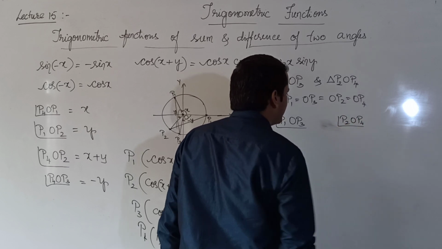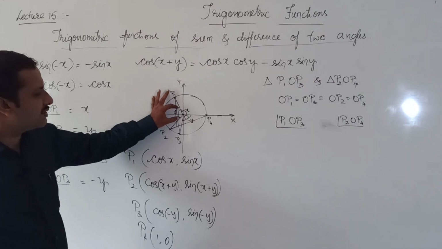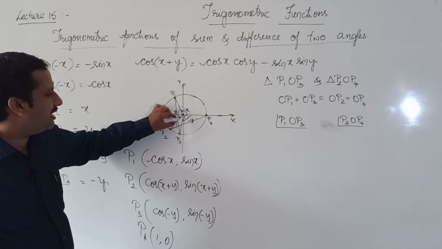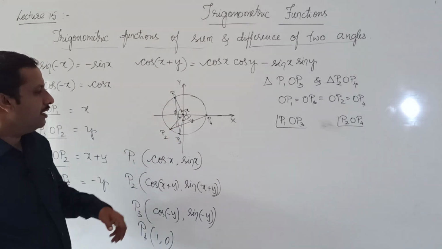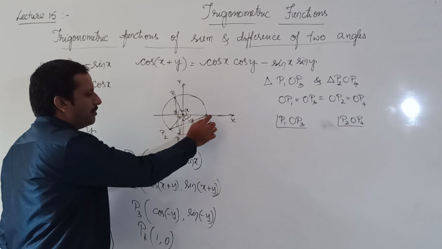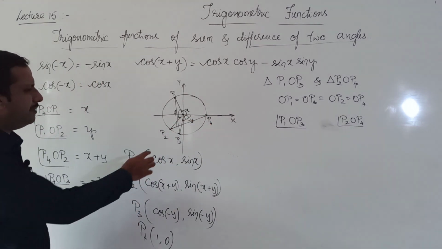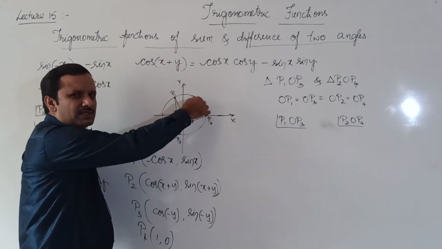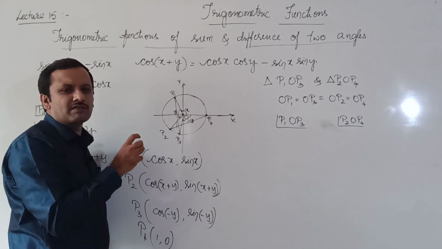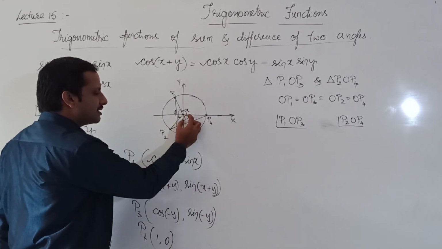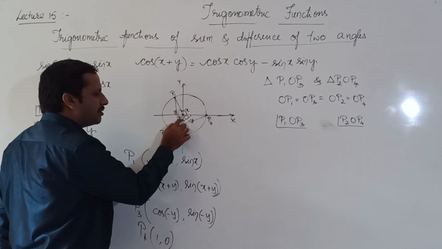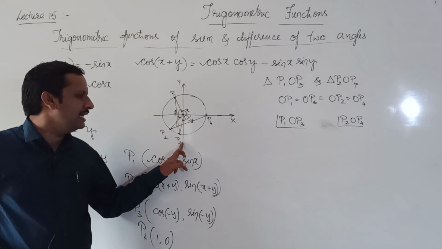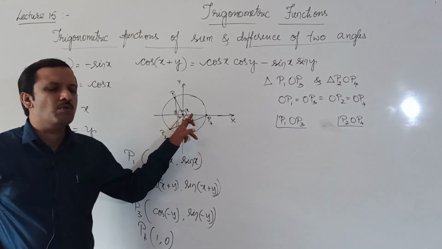They are equal in magnitude. Just observe here. This angle is y, P1 O P2 is y. So P1 O P3 is y plus some small angle here. Then you look at P2 O P4. This angle is y, measured in the clockwise direction. The magnitude is the same. This is y and some small angle here. So these two angles are the same. Angle P1 O P3 is equal to angle P2 O P4.